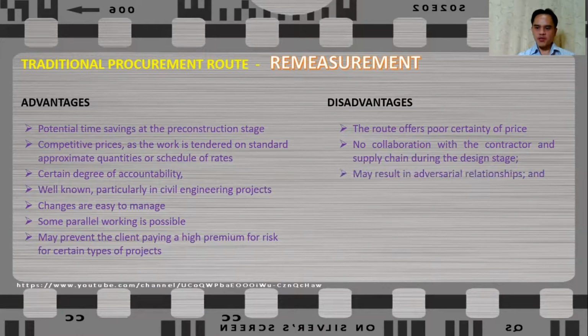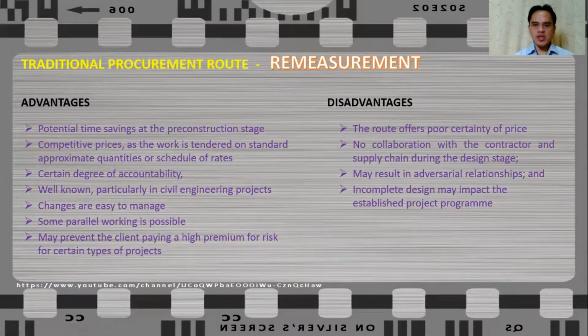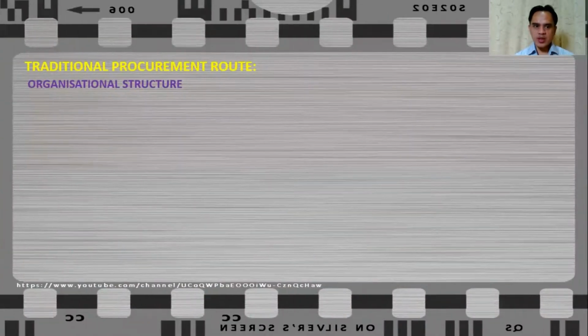There is a potential for adversarial relationship to develop, as with all strategies that are price dependent. Incomplete design may have an impact on established project program, which could result to delay and additional cost. Now that we know the characteristics of different options under traditional procurement route, let us now take a look at the organizational structure under this procurement route.